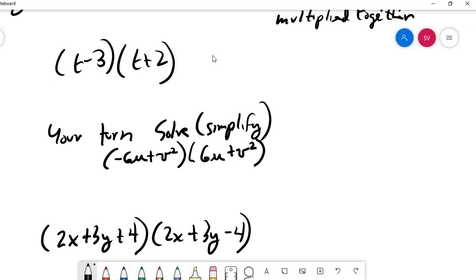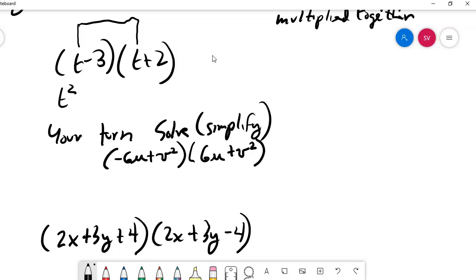In the FOIL method, it's the first terms of each set of parentheses. So you scan each set of parentheses from left to right. What's the first term we come across in our first set of parentheses? This t. Now we look at the second set of parentheses. What's the first term that we come across? Scanning left to right, this t right here. So t times t is t squared.